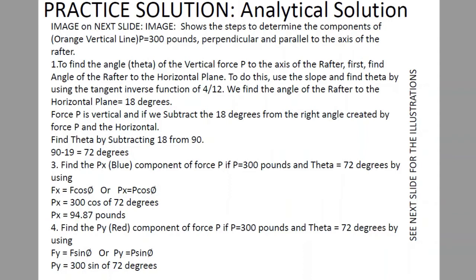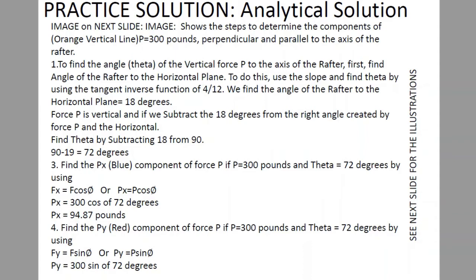And then in blue, we see Px, or the horizontal component of force P. If P is equal to 300 pounds and theta is equal to 72 degrees, by using the function Fx is equal to F times the cosine of theta, or in this case, Px is equal to P times the cosine of theta, we have Px is equal to 300 times the cosine of 72 degrees. And we find that Px is equal to 94.87 pounds.